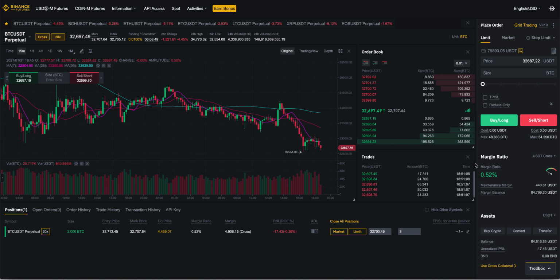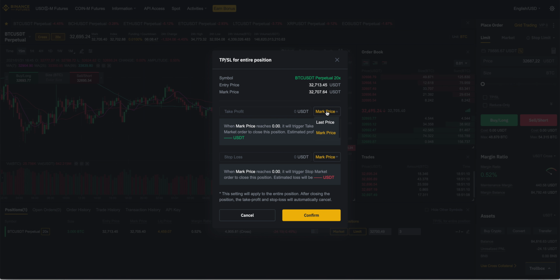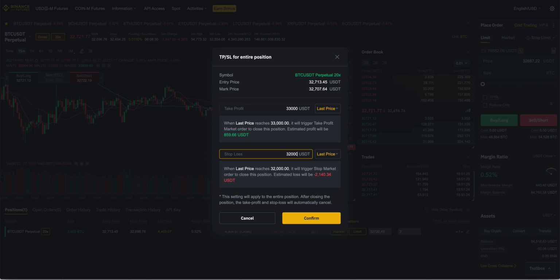Then I want to set up a take profit. So the last price. I want a take profit at 33k. For me, it's okay, and it will tell you your estimated profit. But I also set up a stop loss. Let's say 32,006.